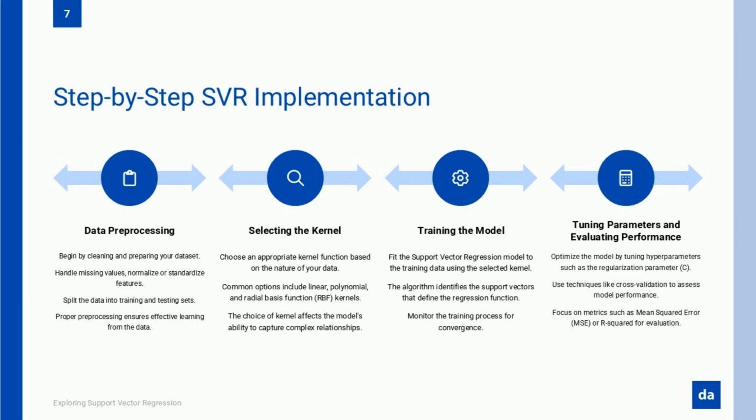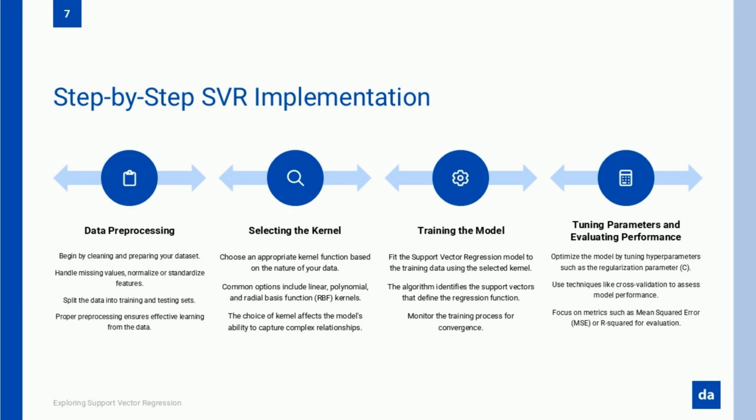The first step is data pre-processing, which is all about getting the dataset into the right shape. Real-world data is rarely clean. There are missing values, inconsistent formats, and varying scales across features. To ensure the SVR model performs well, we need to clean the data, handle missing values, and normalize or standardize numerical features. Normalization is particularly important because SVR is sensitive to the scale of the data. If one feature has values in the range of thousands and another is between 0 and 1, the model may give too much importance to the larger values. Standardizing the data ensures that every feature contributes equally to the prediction.